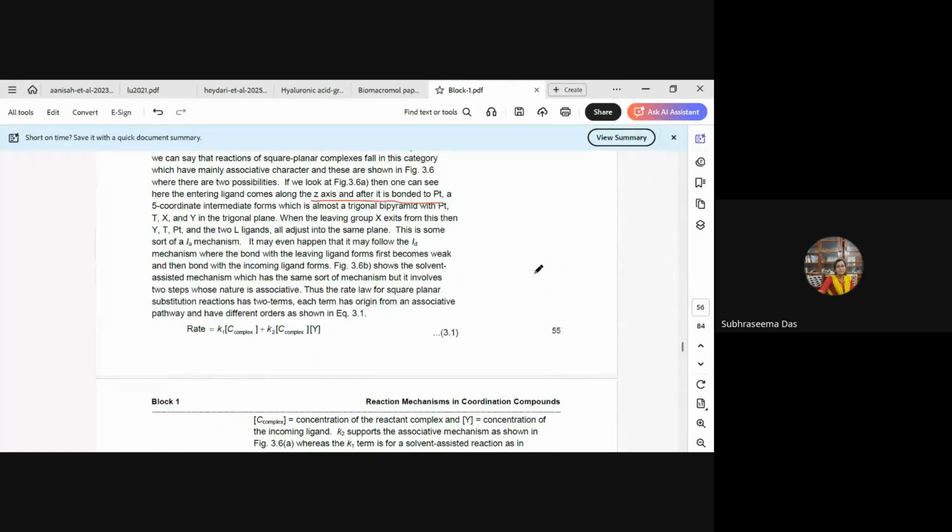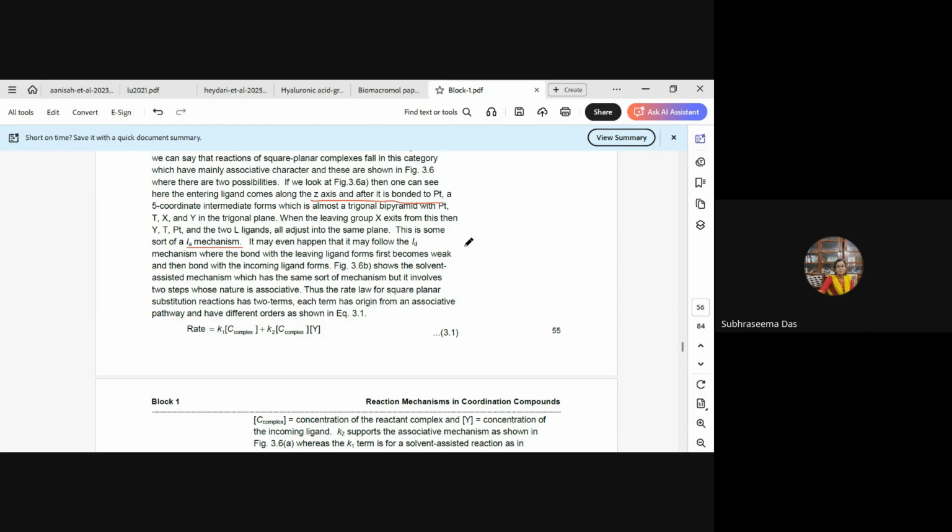So the product that is formed is almost of the same configuration. So this is sort of an IA mechanism. It has also been observed that there is the ID mechanism, where the bond breaks: the leaving ligand first becomes weak, and the bond with the incoming ligand also forms. So mostly both IA and ID mechanisms can be associated with such type of substitution reactions.